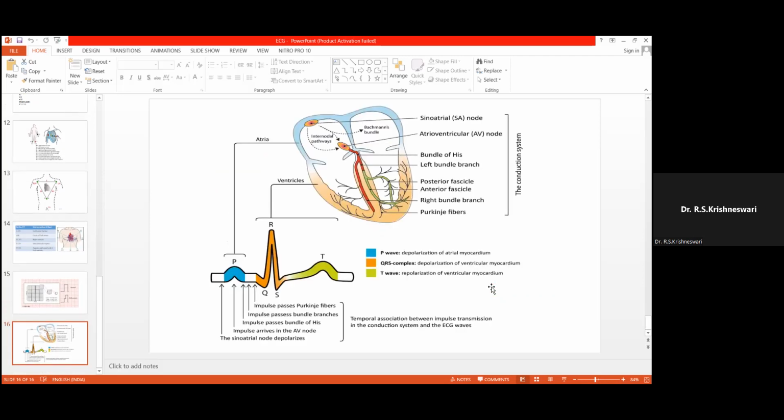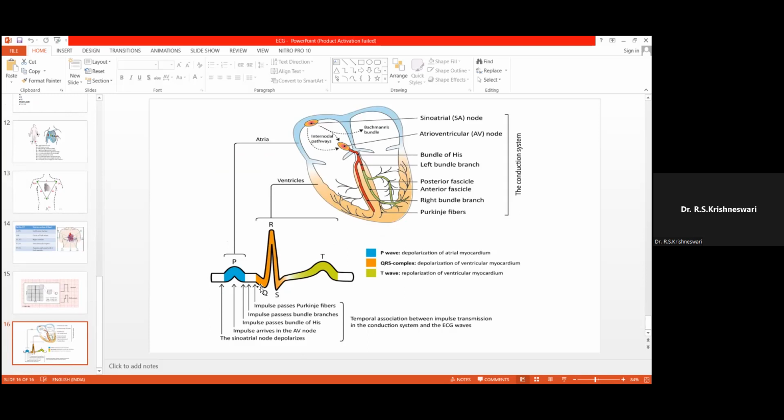And this is regarding the waves of the ECG. P wave represents the atrial depolarization. QRS represents the ventricular depolarization. T wave represents the ventricular repolarization. As the atria is small when compared to the ventricles, this atrial repolarization is not represented in the ECG. So this is regarding the basics of the ECG.